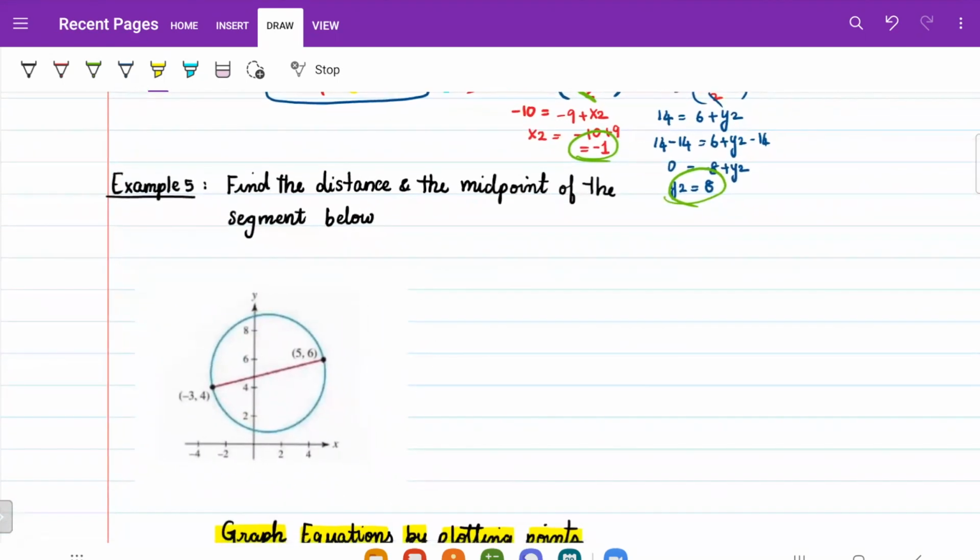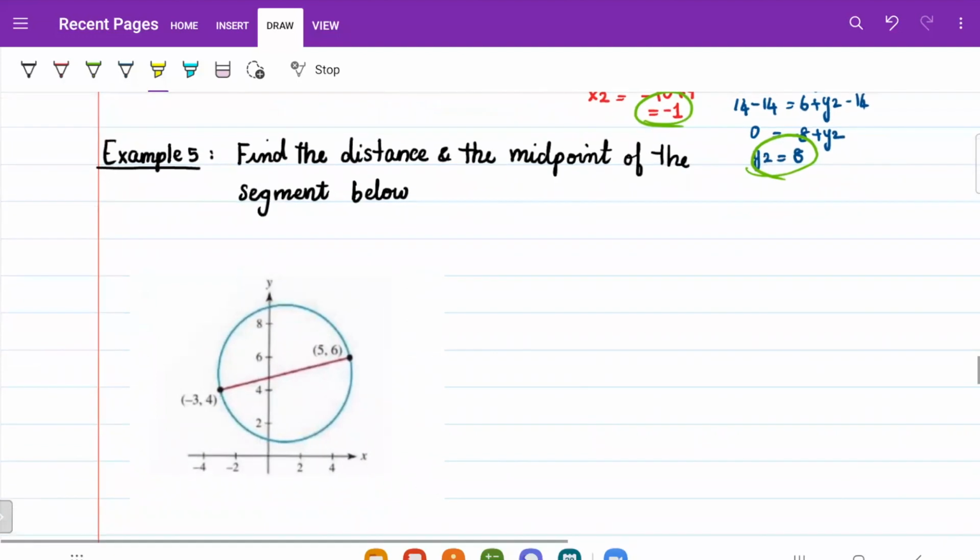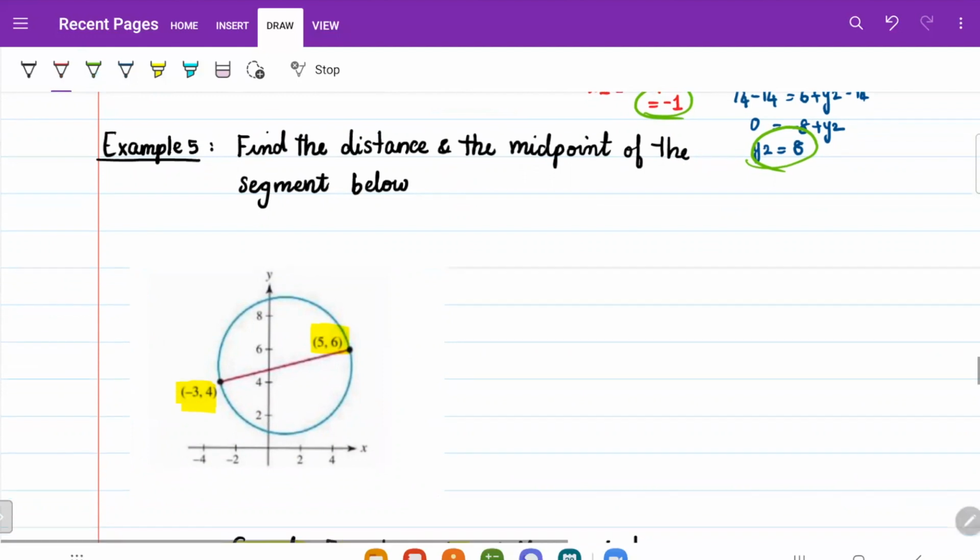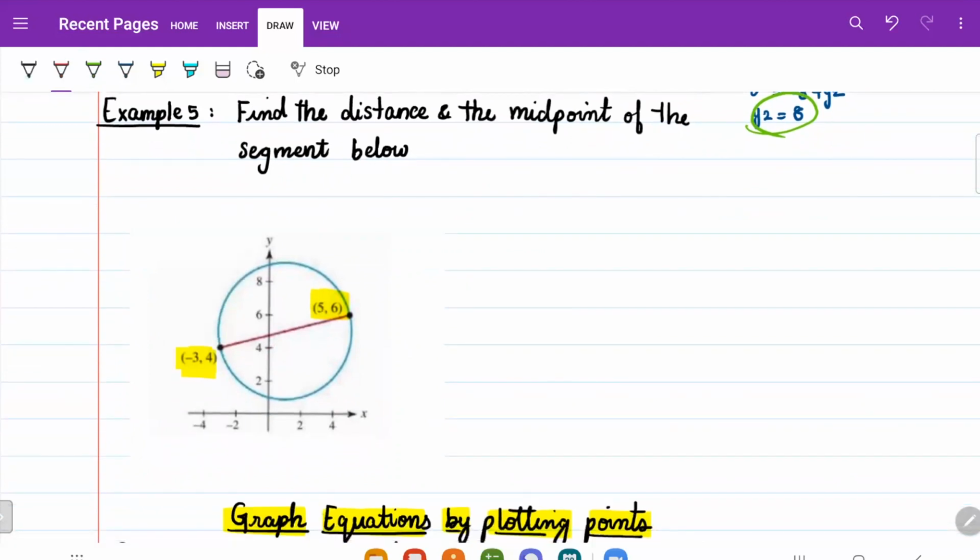Here we are finding the distance and the midpoint of the segment below. In this figure, you can see that we have a circle where one of the points is minus 3, 4, and the other point is 5, 6. We follow the same steps as before for finding both the distance and the midpoint. This time I will do it a little more quickly. Let me write down the points first. We have x1, y1 as minus 3, 4, and x2, y2 as 5, 6.